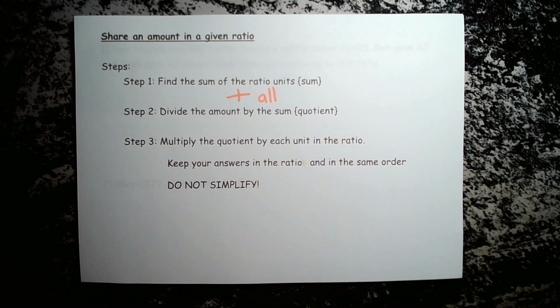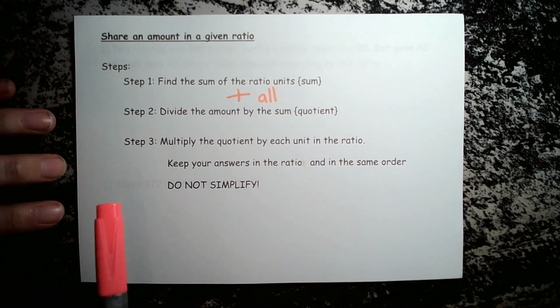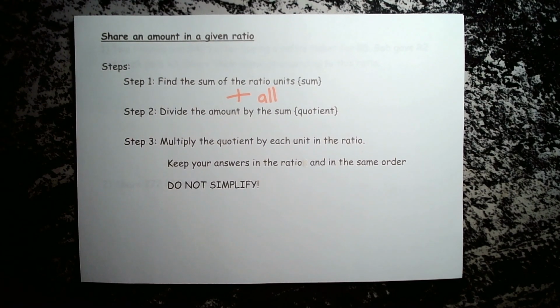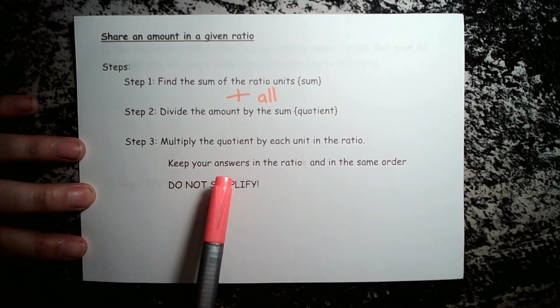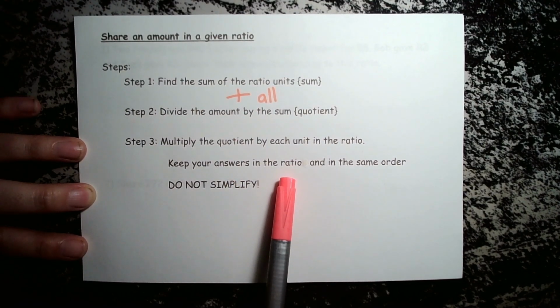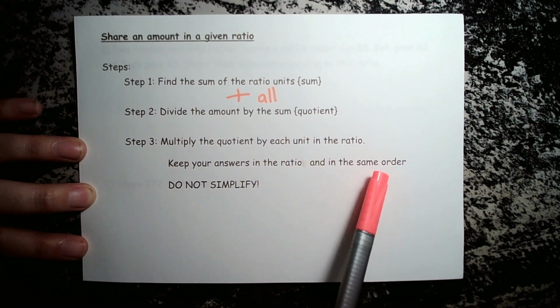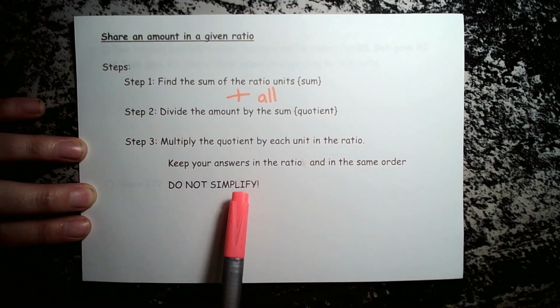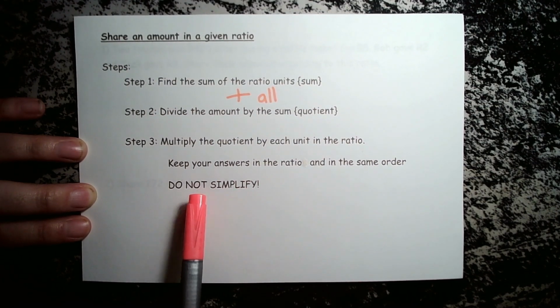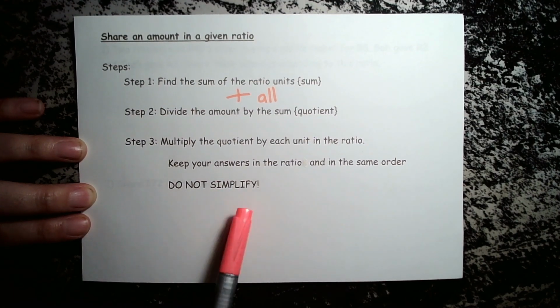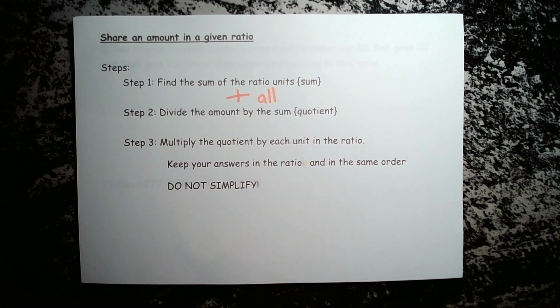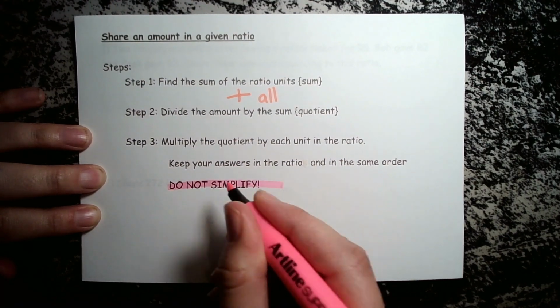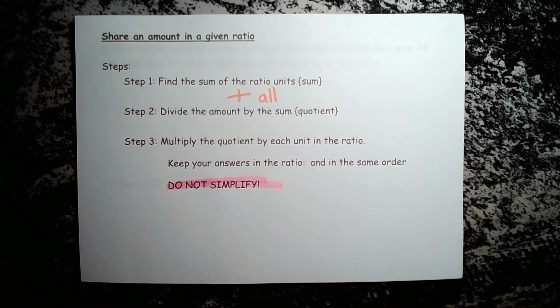Now this might sound very difficult or daunting, but in practice it is very simple. Two things you need to take care of: you need to keep your answers in the ratio and in the same order. The second thing is that you do not simplify. As you can see, I have used all caps, and if you are taking notes, I want you to do this in color or even just highlight it. It is extremely important that you do not simplify.